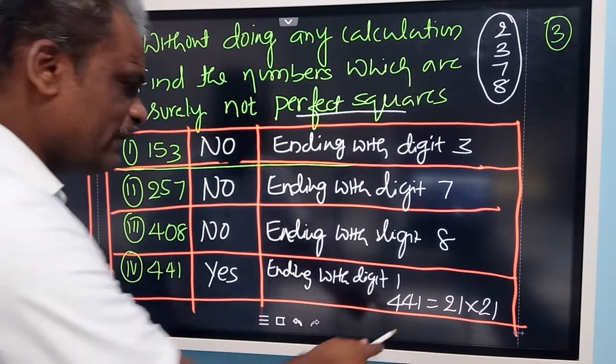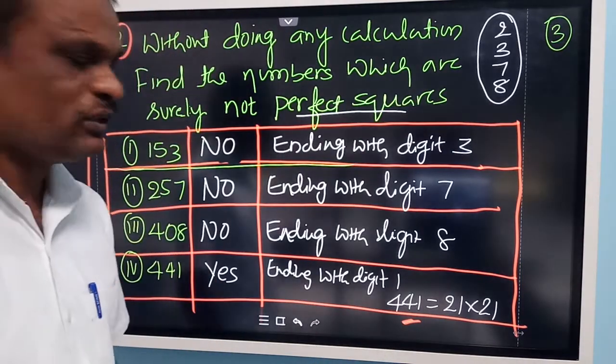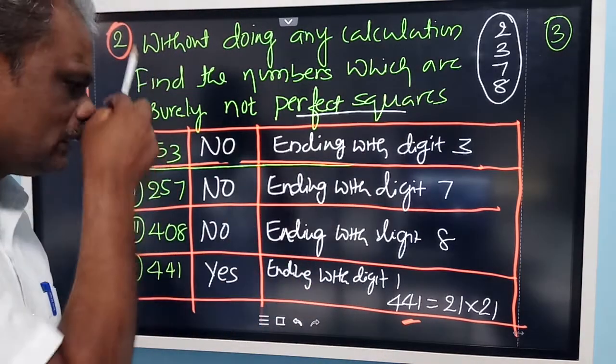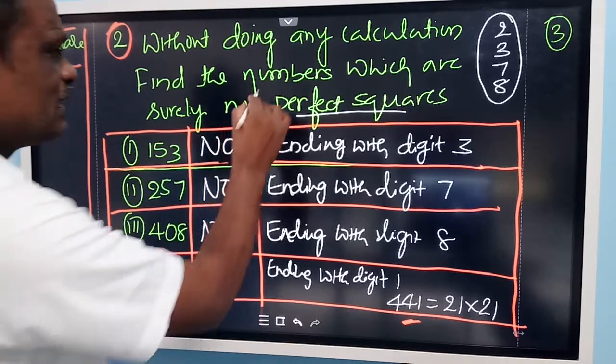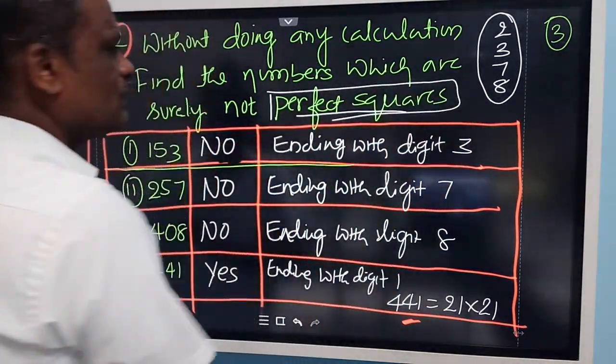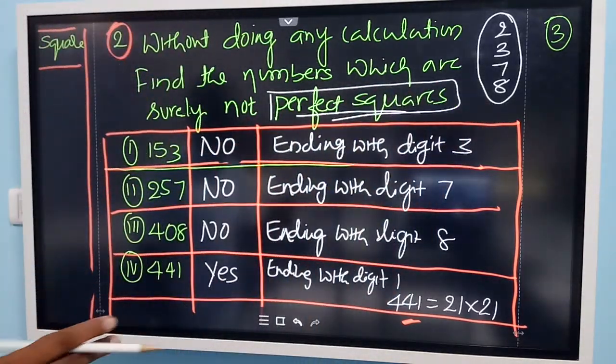21. So therefore it can be expressed as a product of two equal factors. Therefore it is a perfect square number. The question is whether the given number is a perfect square or not. That much only you have to tell, without calculation.